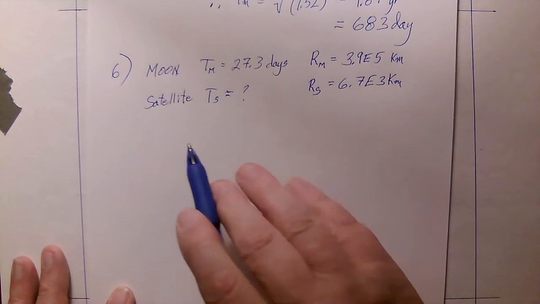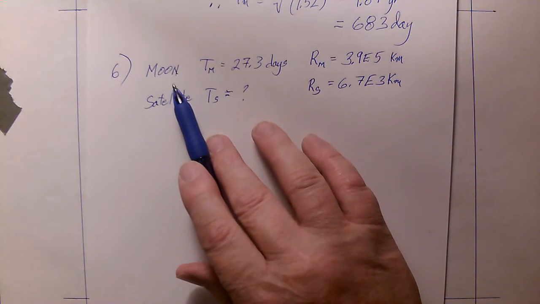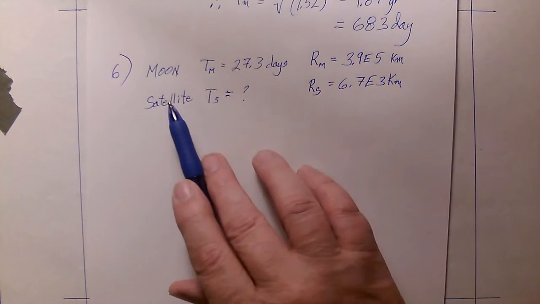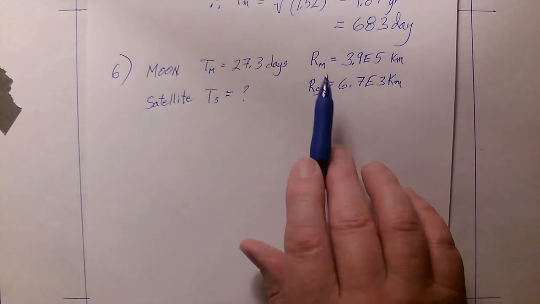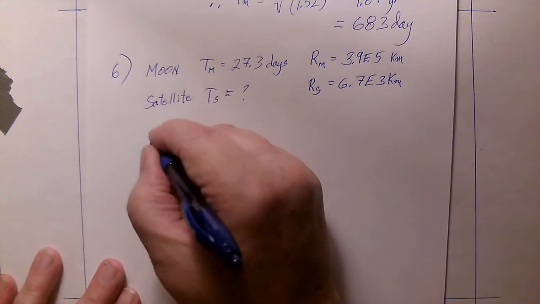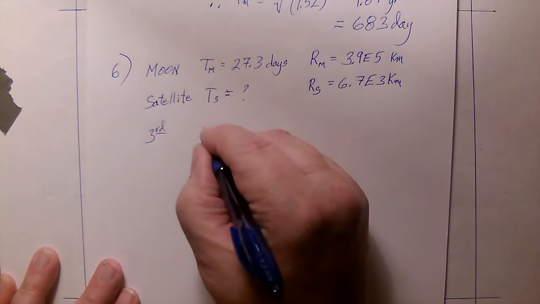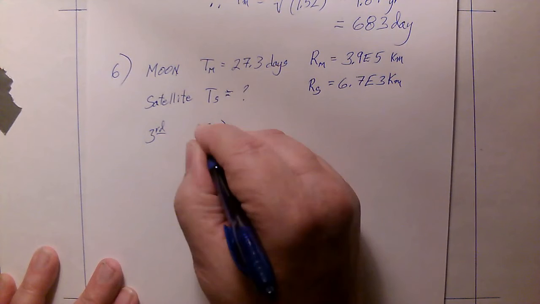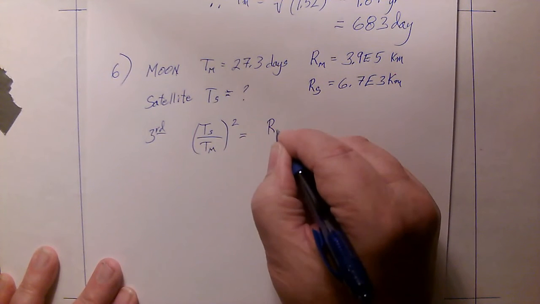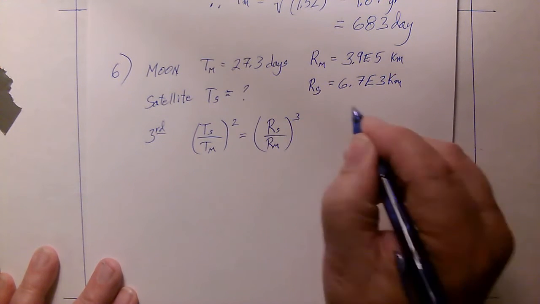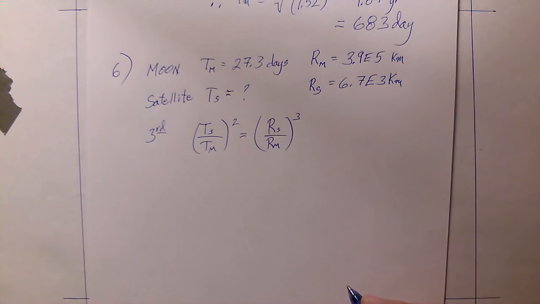Okay, for this problem, the moon is orbiting the Earth, and the satellite is orbiting the Earth, and we have this data. We want to know what is the period of this satellite. So third law, period of the satellite over the period of the moon squared is equal to the radius of the satellite over the radius of the moon, cubed. Those are orbits, of course. And we do our substitutions.